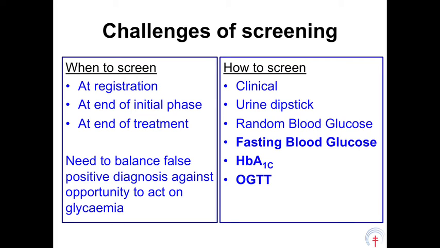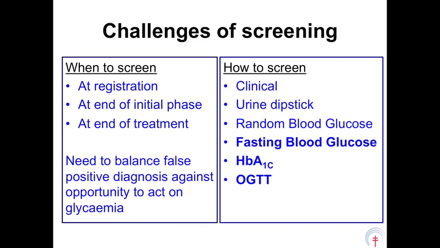The problem is that if you wait for that stress to go down and you screen later on in TB treatment, you miss the opportunity to do anything about diabetes if it's obviously 2 or 3 months down the line, and you might not be able to affect TB treatment outcomes. So that's one issue. The second issue is how best to do this screening. Now, should you do it clinically? Should you use just a urine dipstick? Very simple. A random blood glucose on its own. A fasting blood glucose, which of course means the patient has to fast, has to probably come back for a second appointment.